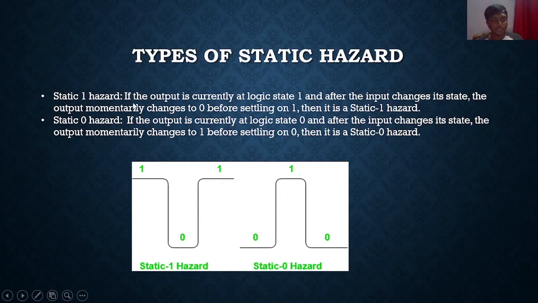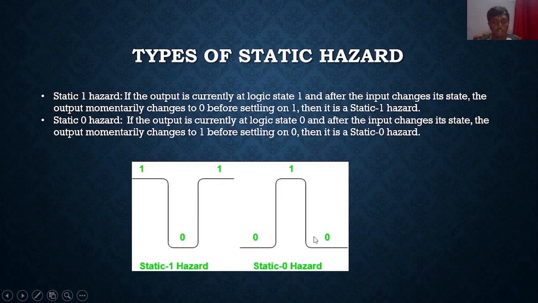Static 1 hazard. If the output is currently at logic state 1 and after the input changes its state, the output for some time changes to 0 before again going back to 1, this type of hazard is static 1 hazard. Static 0 hazard. Similar to static 1 hazard, if the output is currently at logic state 0 and when the input changes its state, the output changes to 1 for some time and again goes back to 0. This type of hazard is static 0 hazard.